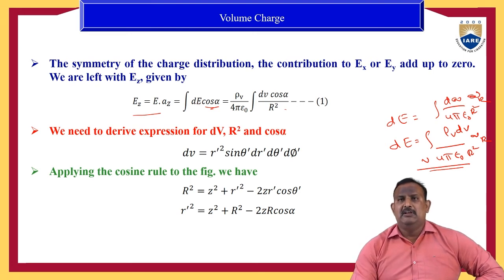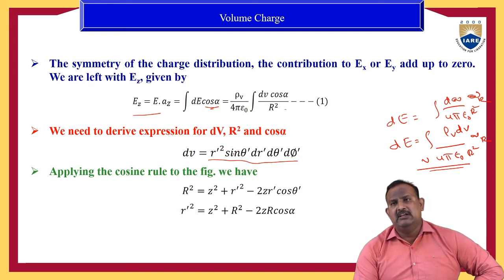So to find that, in the spherical coordinate system, we can write dV, the differential volume. dV is equal to r dash square sin theta dash dr dash d theta d phi. Or simply we can write dV is equal to r square sin theta dr d theta d phi.